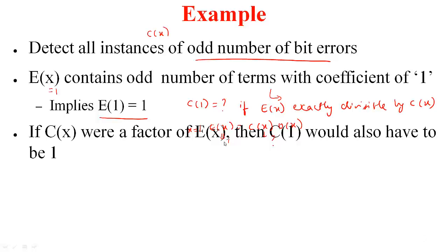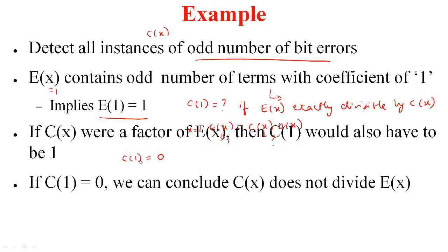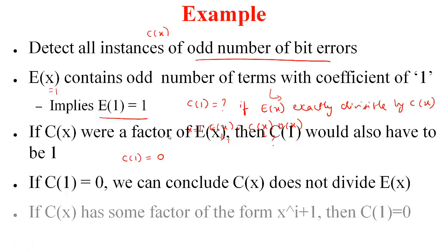So remember our original goal, we don't want C(x) to be a factor of E(x). So if C(x) were a factor, it needs C(1) to be equal to 1. So in this case, we need to set C(1) is equal to 0 if we don't want C(x) to be a factor of E(x). So now how do you design a divisor polynomial such that when you substitute x is equal to 1, it is going to take on the value 0? Basically, if it has a factor of the form x to the power of i plus 1, then C(1) is bound to be equal to 0. So there you go, we devised a divisor polynomial that can detect all instances of odd number of bit errors.